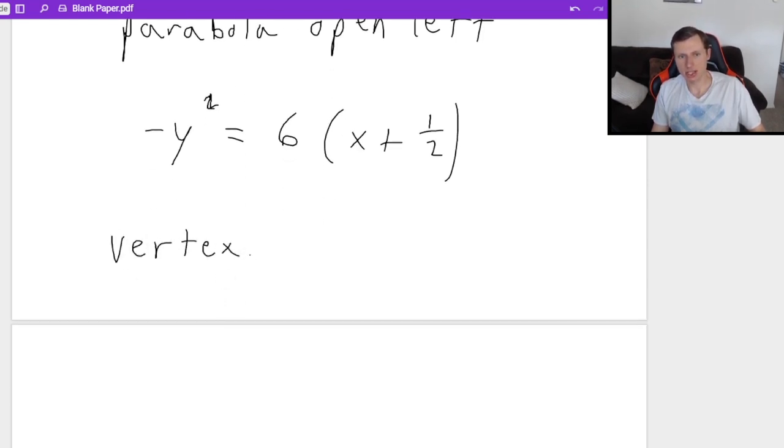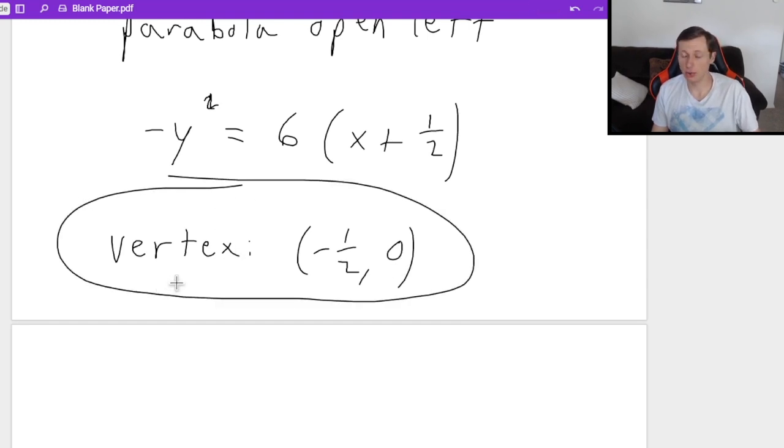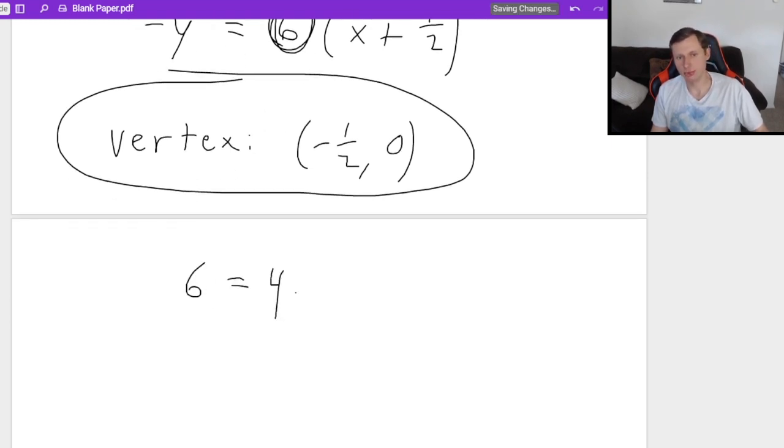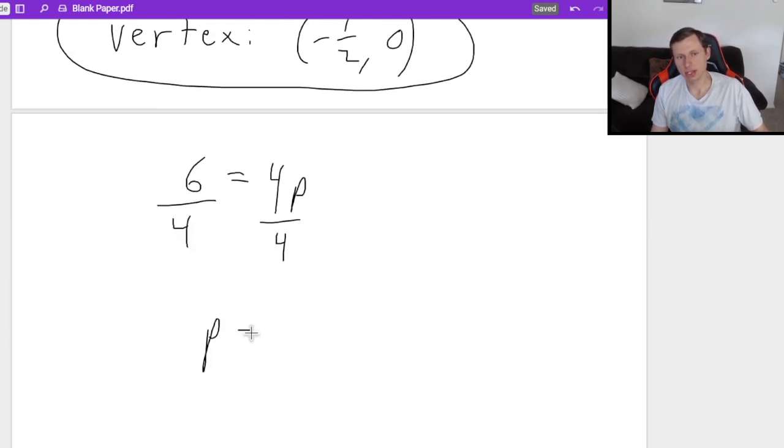So now we know the vertex. The vertex is going to be the point negative 1/2, because h is negative 1/2. And k, my y value, is still 0. So there's my vertex. I know it opens to the left. And this 6 is going to help me find the p-value. So I'm saying 6 equals 4p. Divide by 4 to solve for p. P is going to equal 3/2. And that is for the directrix and the focus.